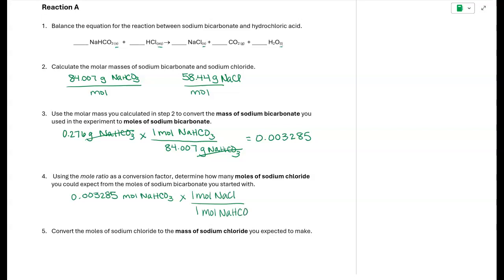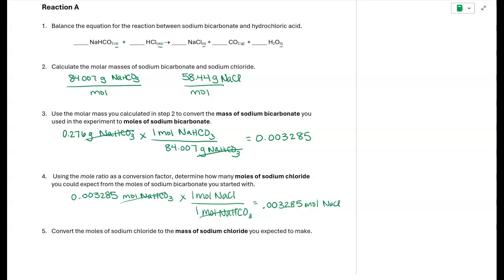So even though we're not really changing the value of the number, I want to show you why that works. And so if this isn't 1-to-1, we're going to do that. We're going to do this step for all 3. Okay, so then I can just keep the same value, because 0.003285 multiplied by 1 is 0.003285 moles of sodium chloride.